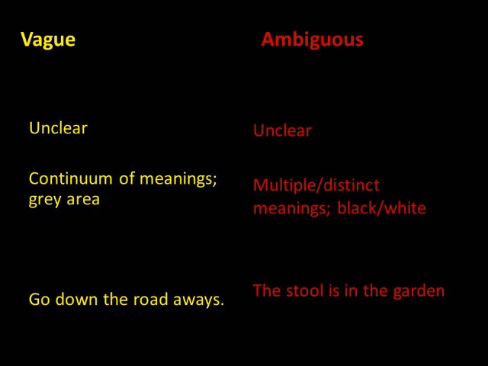Now, vagueness refers to a lack of clarity and meaning. So for example, if I say go down the road a ways and then turn right, that's vague because a ways does not precisely explain how far. It could be 2, 5, 10 miles, right?